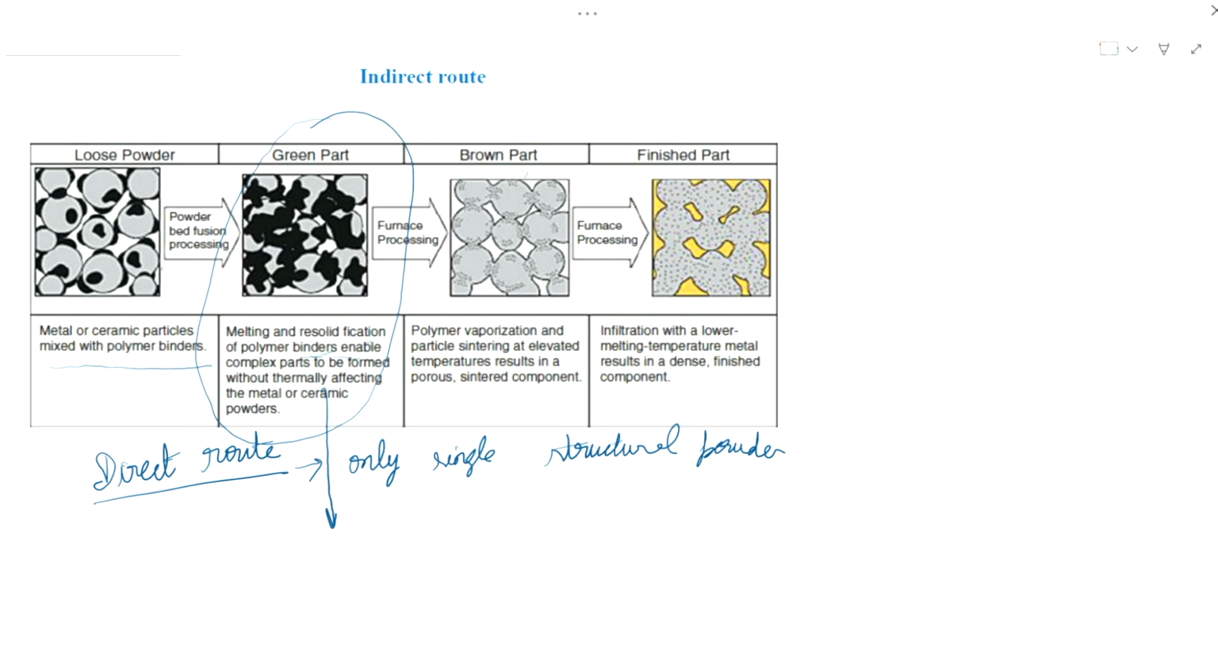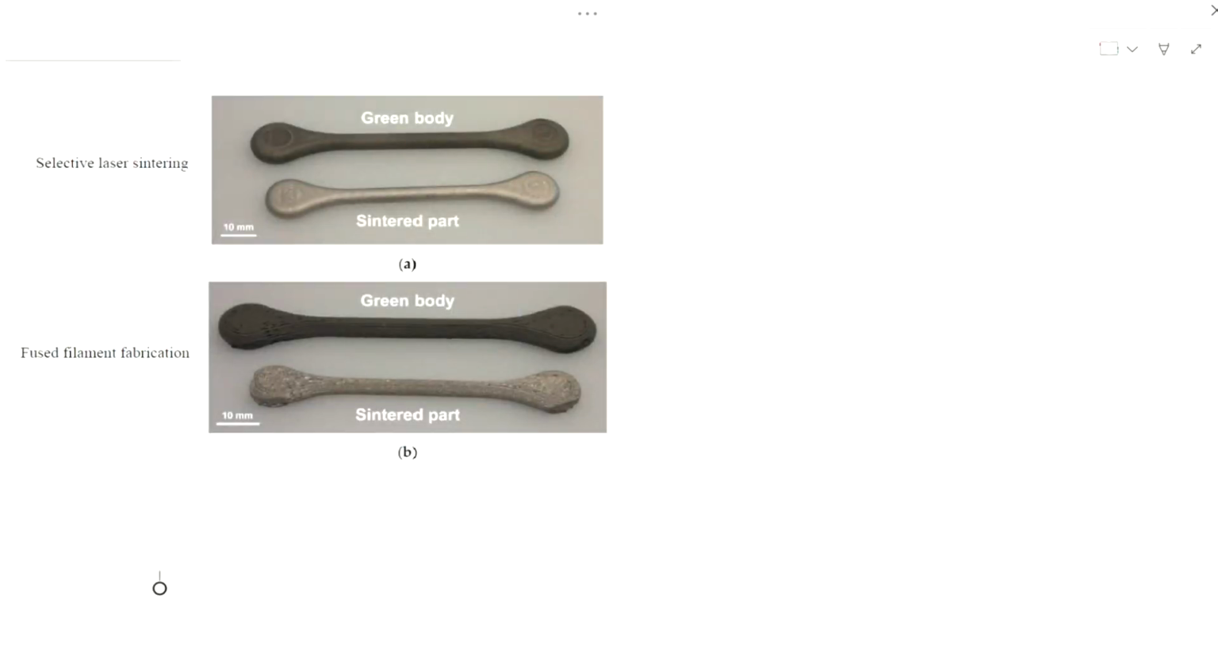Now the sintering happens between this green part and brown part, where the polymers will vaporize. Now the problem is with this type of process. See, this is a selective laser sintering green body and sintered part. Okay, this is a selective laser sintering process.